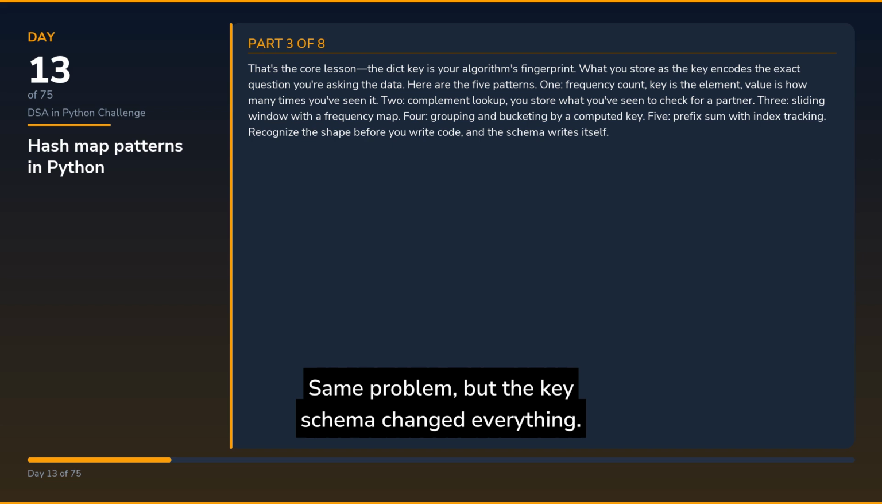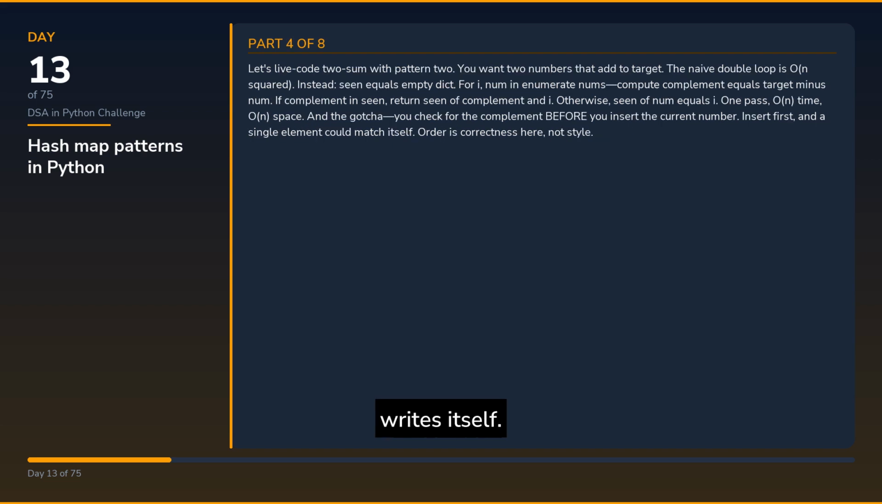That's the core lesson. The dict key is your algorithm's fingerprint. What you store as the key encodes the exact question you're asking the data. Here are the 5 patterns. 1. Frequency count. Key is the element. Value is how many times you've seen it. 2. Complement lookup. You store what you've seen to check for a partner. 3. Sliding window with a frequency map. 4. Grouping and bucketing by a computed key. 5. Prefix sum with index tracking. Recognize the shape before you write code, and the schema writes itself.